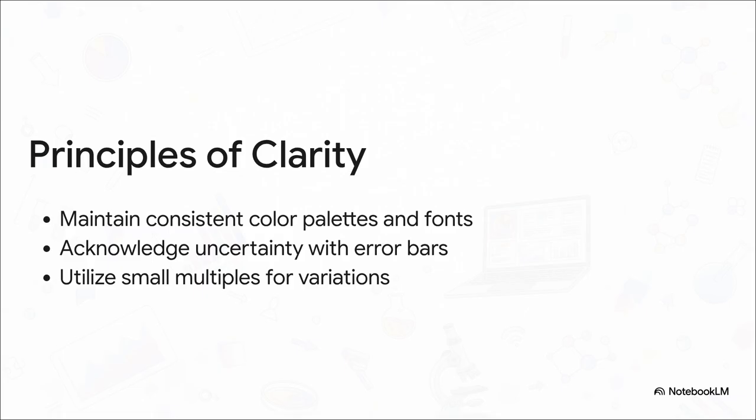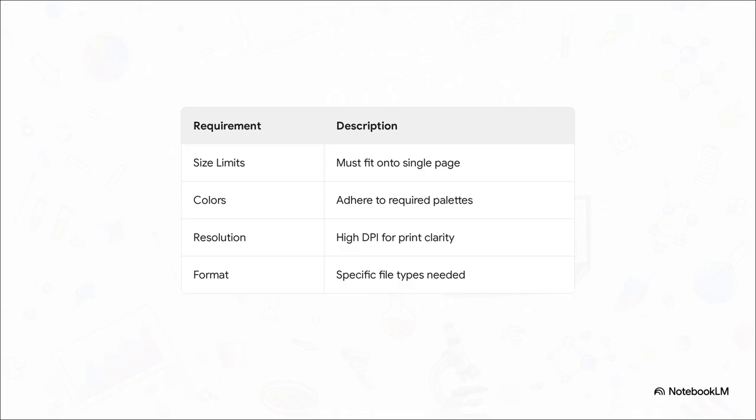Oh, and small multiples, where you show several small, similarly scaled graphs right next to each other, is another brilliant technique. It standardizes the design so the viewer's eye can effortlessly spot the variations across different experimental conditions without having to relearn a new legend every single time. It's a fantastic trick. But listen, before you finalize anything, you must always check the specific journal formatting guidelines.